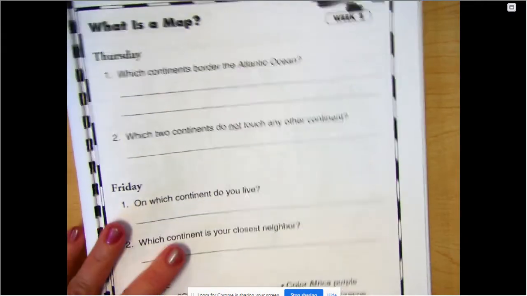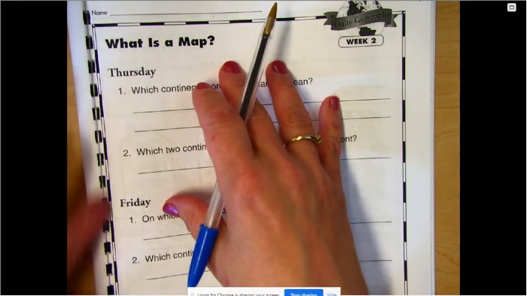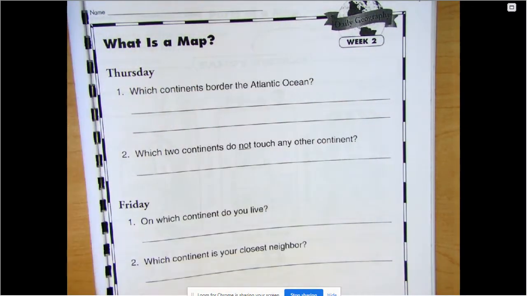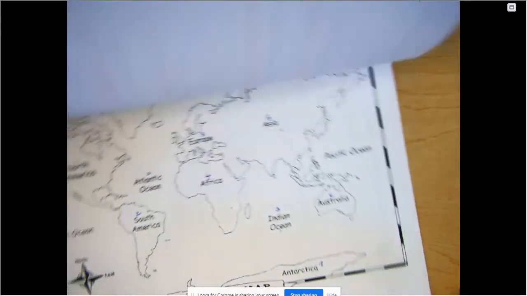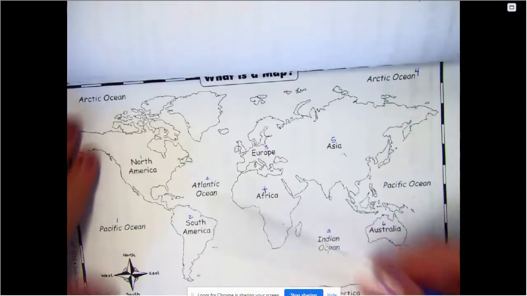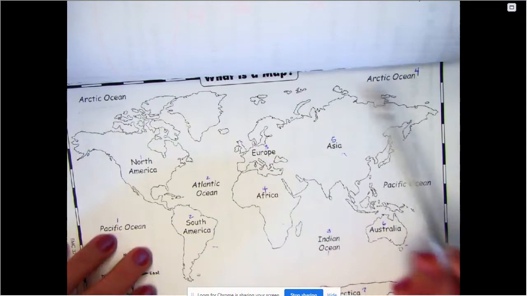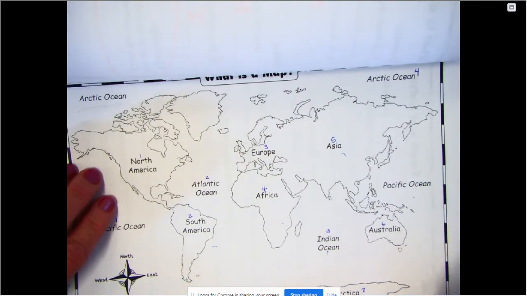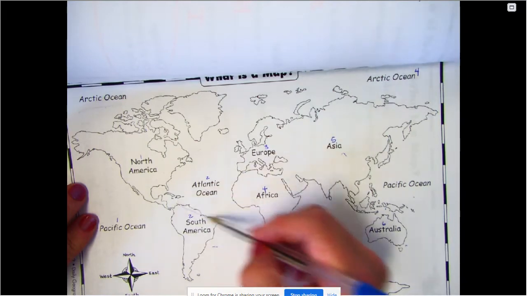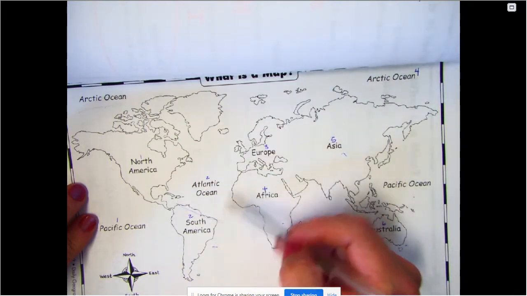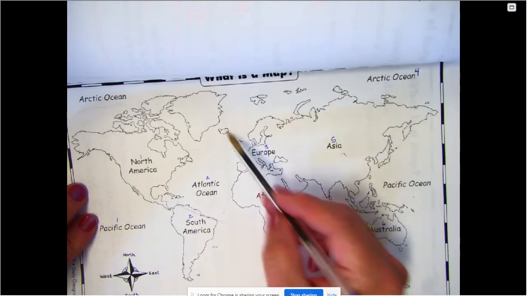Okay. What is a map? So you might want to be careful because these don't fold perfectly. Which continents border the Atlantic Ocean? Okay, looking for the Atlantic Ocean. Okay, here's the Atlantic Ocean. And the question says, what continents border the Atlantic Ocean? Well, I can see North America touches it. South America touches it. Africa touches it. And Europe touches the Atlantic Ocean.